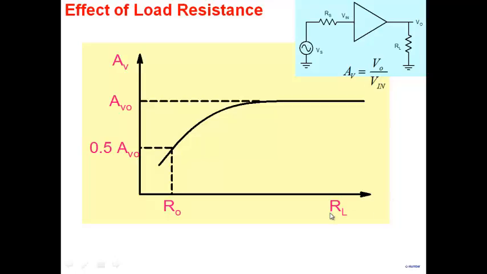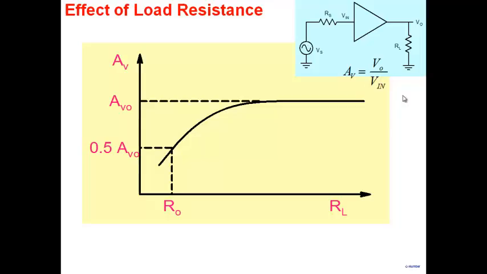Now, typically, what I would like is my amplifier gain should be independent of RL. When I'm making an amplifier and I claim that its voltage gain is 100, some user may connect 1K, and drive a 1K load using my amplifier.